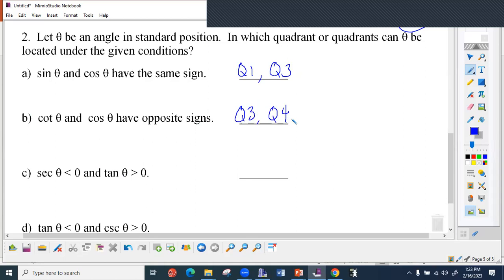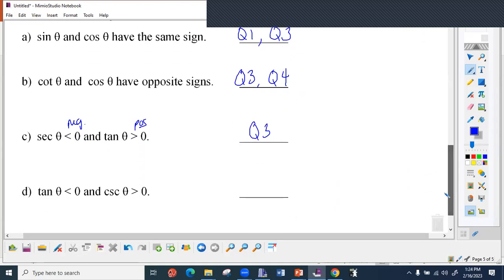When I see less than 0, this means you want it to be negative. Greater than 0 means you want it to be positive. So if I want secant to be negative and tan to be positive, what quadrant am I in? It's quadrant 3. Now this one says tan is less than 0, and cosecant is positive. So I want tan to be negative and cosecant to be positive. Quadrant 1. I mean 4.